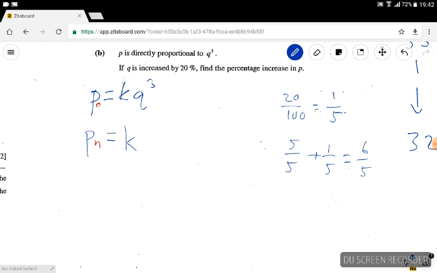So for P new, the Q will become 6 over 5 Q, and this whole thing you need to cube, because Q is increased by 20%. A lot of the questions have many variations. Sometimes they say increase by 50%, sometimes by 100%, sometimes by 3 times, 4 times or whatever. It doesn't matter by how much. You just need to note the difference between the old one and the new one. When we increase by 20%, it becomes 6 over 5. Do you understand this part? Very important, you need to deduce that.